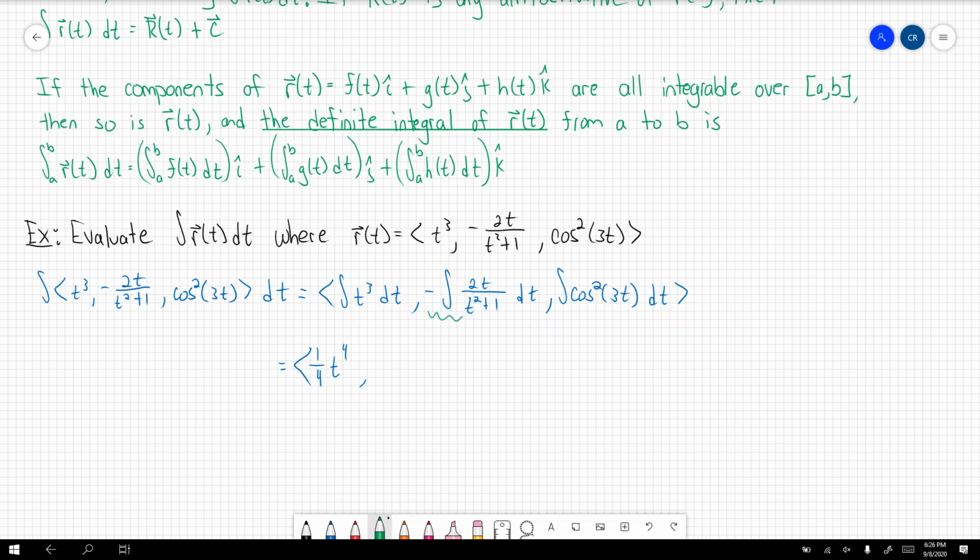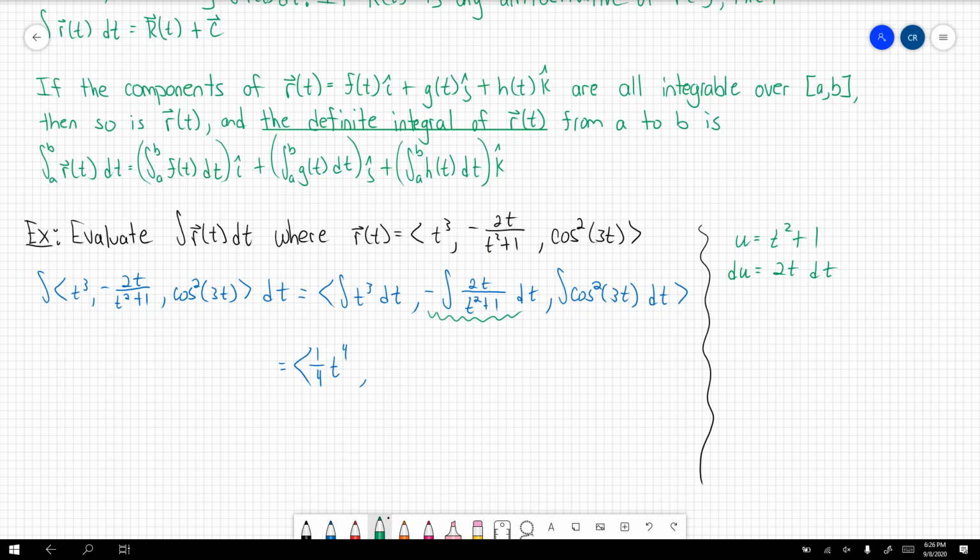So what I'm going to do is just do the work on the right-hand side. All right, so let's do the work on the right-hand side. I'm going to make a u substitution. I'm going to say that u is equal to t squared plus 1, and therefore du will be equal to 2t dt.